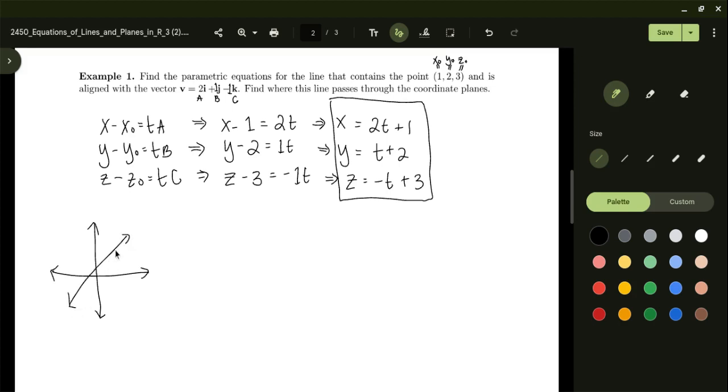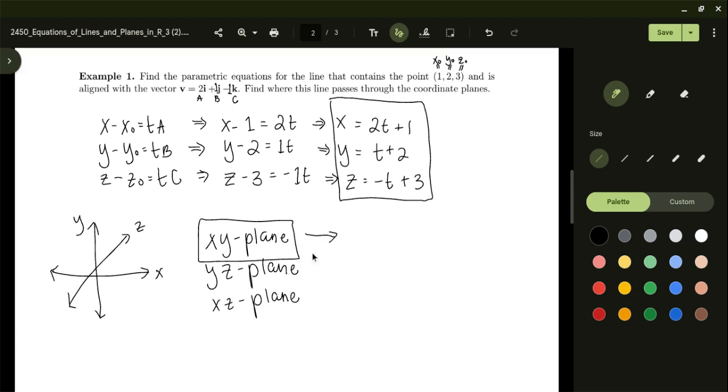We have three axes, which this is not drawn very well. But we have our x, our y, and our z. So we have three different planes that we can consider here for our coordinate planes. We have the xy plane that we've worked with the most. We have our yz plane and our xz plane. So we would need to find where our line that we just created intersects these three planes. So let's consider the xy plane.